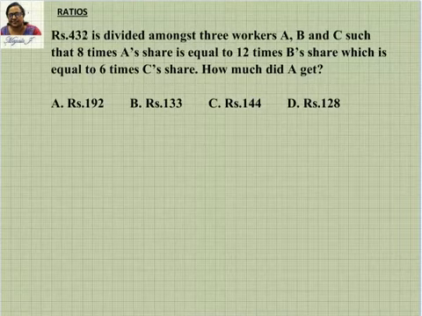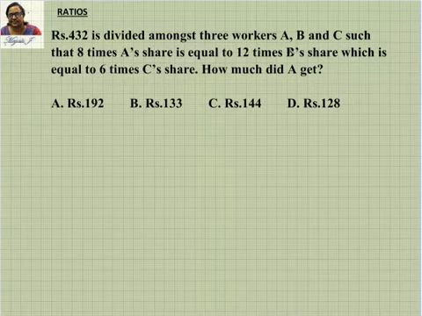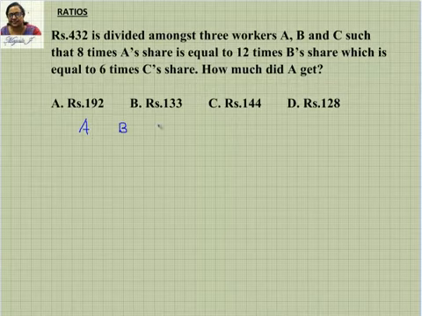Just read the problem. 432 rupees is divided among the three workers A, B, C such that 8 times A's share is equal to 12 times B's share, that is equal to 6 times C's share. What you have to do here is first consider these three persons A, B, C. Let the shares of A, B, C be small letters a, b, c. The total amount with the three of them is 432.